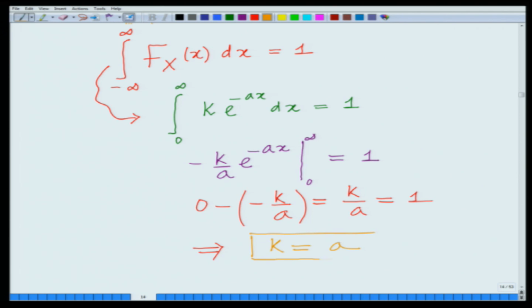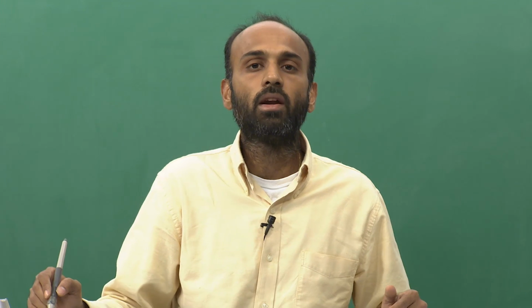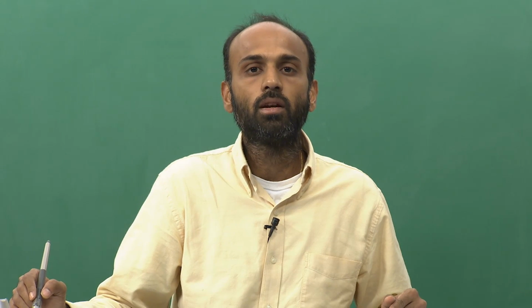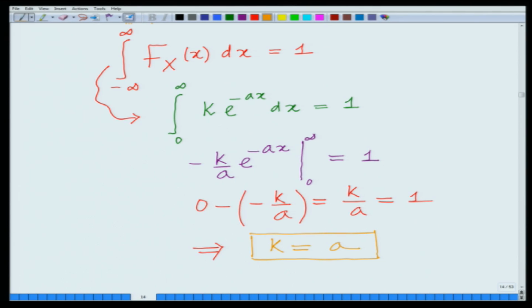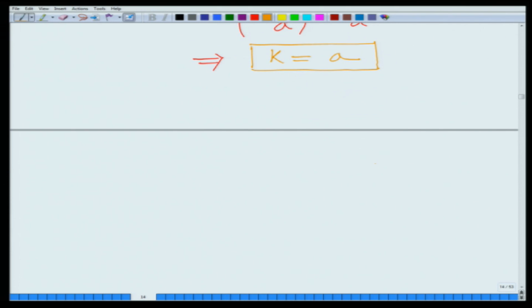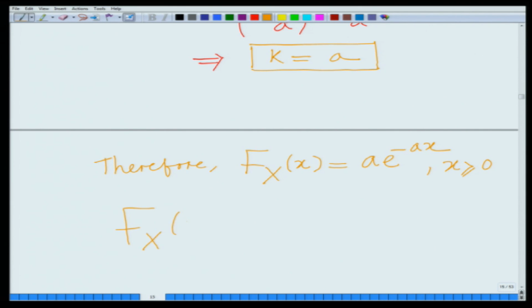So, we derived that k by a is equal to 1. Remember our PDF is k e power minus ax, and using the fact that the PDF must integrate to 1, that is, the area under the PDF over the entire real line is 1, we have derived the condition that k is equal to a. Therefore, the PDF is f of x equal to a e to the power of minus ax for x greater than or equal to 0. So, let me write this again clearly over here: f of x equals a e to the power of minus ax for x greater than or equal to 0.